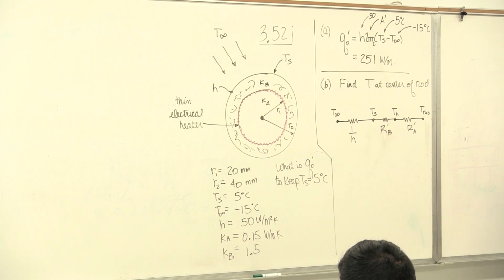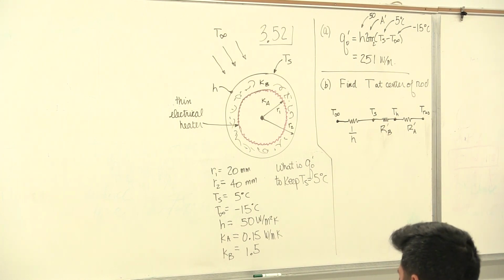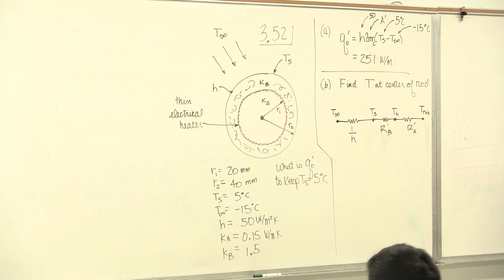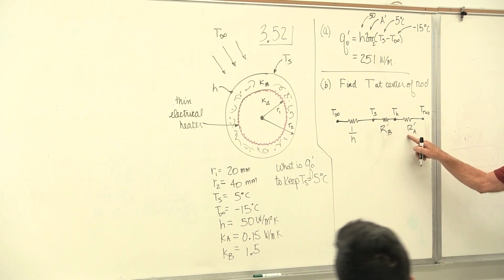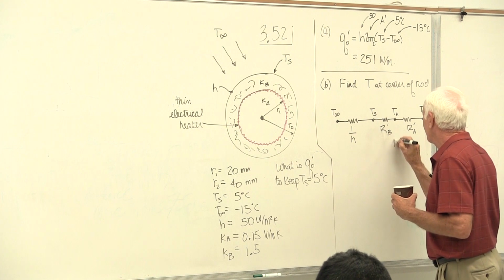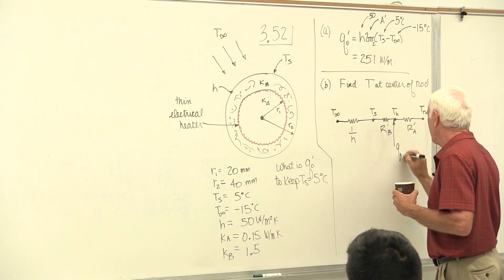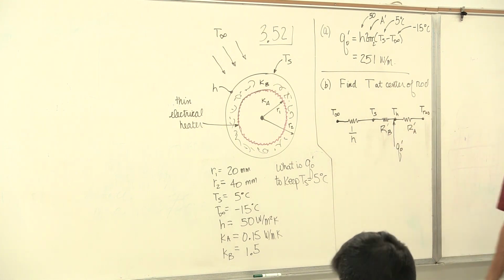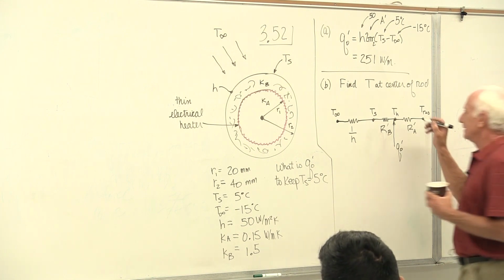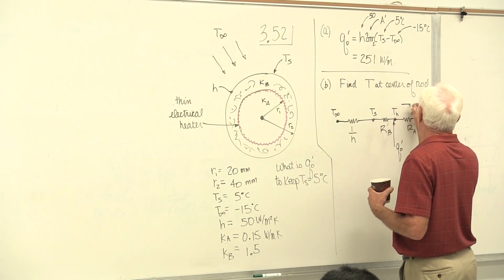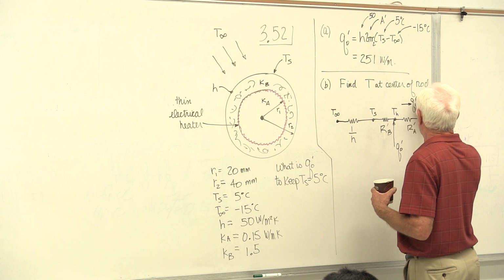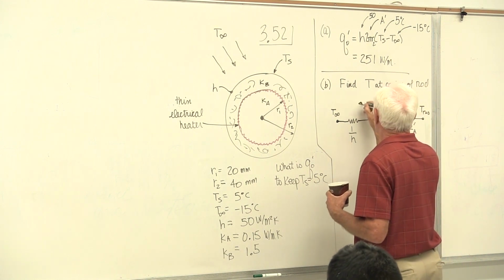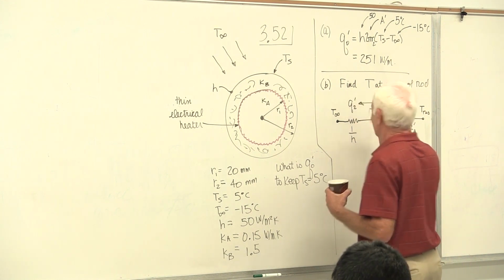On the diagram, show Q naught prime. Well, where does it come in? Between materials A and B. Oh, here and here. That's right. So there's Q naught prime. When it gets there, some goes to the right, call it Q1 prime. Some goes to the left, Q2 prime.